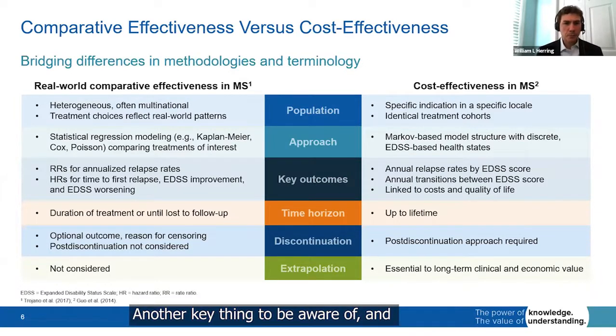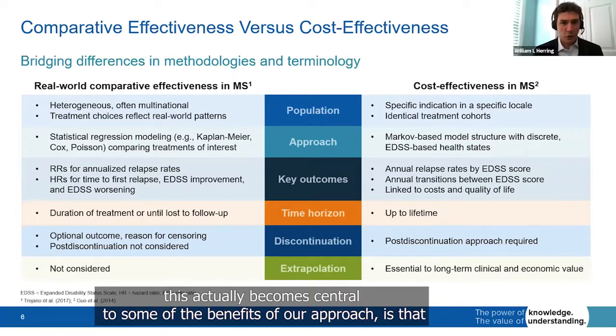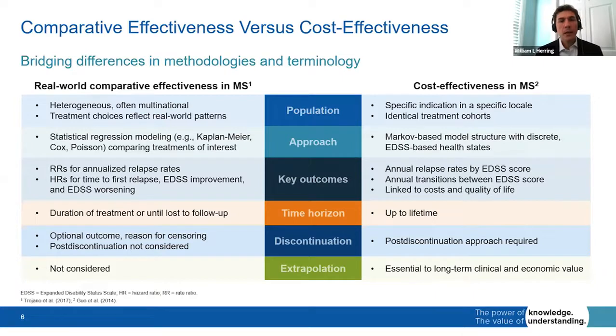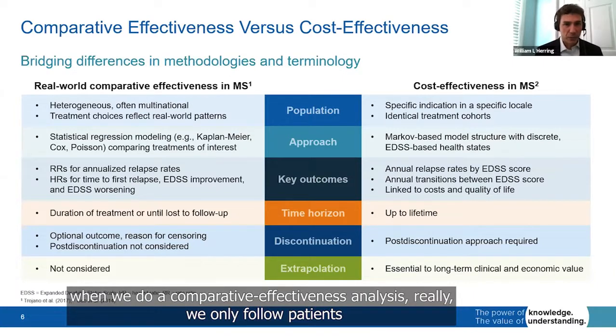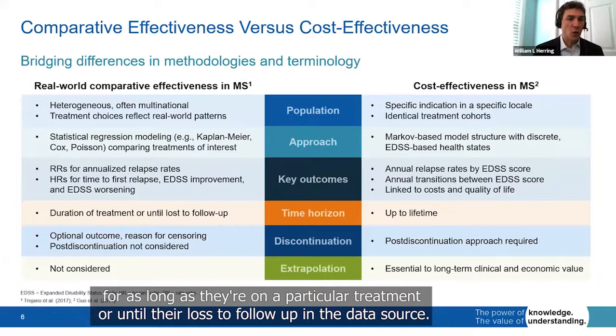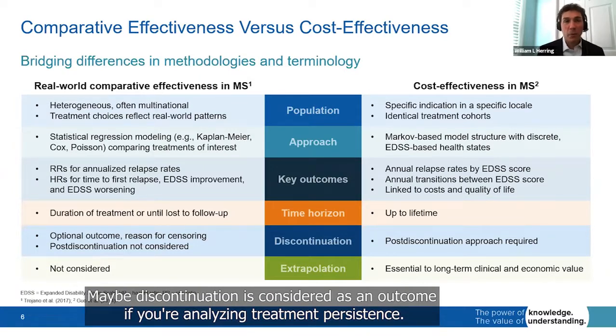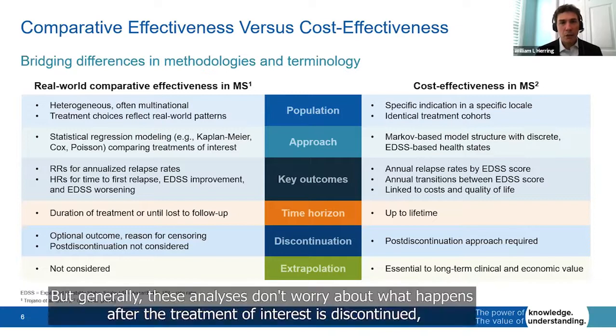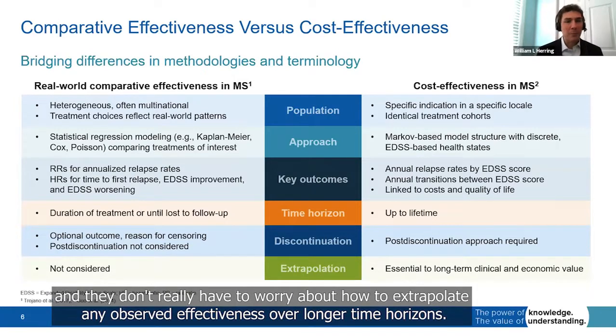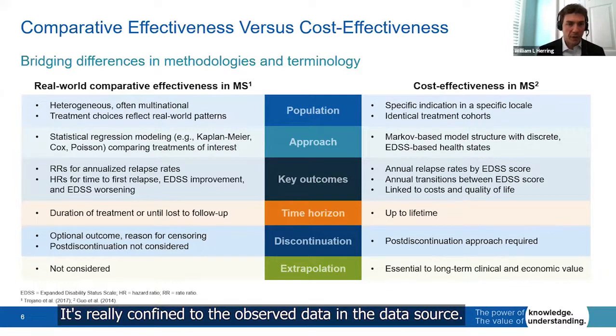Another key thing to be aware of, and this actually becomes central to some of the benefits of our approach, is that when we do a comparative effectiveness analysis, we only follow patients for as long as they're on a particular treatment or until they're lost to follow-up in the data source. Maybe discontinuation is considered as an outcome if you're analyzing treatment persistence, but generally these analyses don't worry about what happens after the treatment of interest is discontinued, and they don't have to worry about how to extrapolate any observed effectiveness over longer time horizons. It's confined to the observed data in the data source.